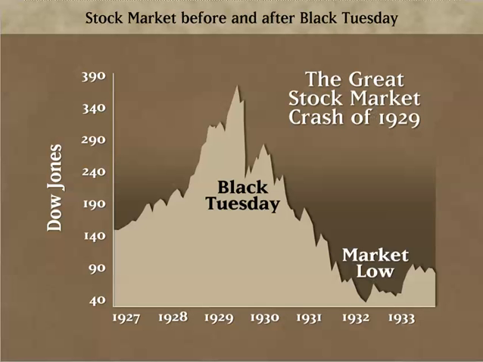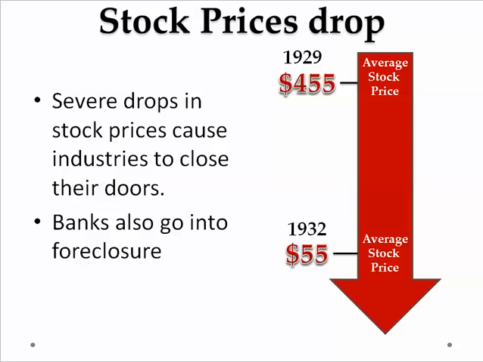And so what we see here is Black Tuesday in 1929, and everything's going to drop, and it's going to drop even further. By 1932, it's going to be the worst part of the Great Depression period, from 1929 to 1932. Let's look at how far these stock prices are going to drop. In 1929, before Black Tuesday, if you took all the stock prices added up and divided by the number, the average stock price was $455. By 1932, it was only $55.